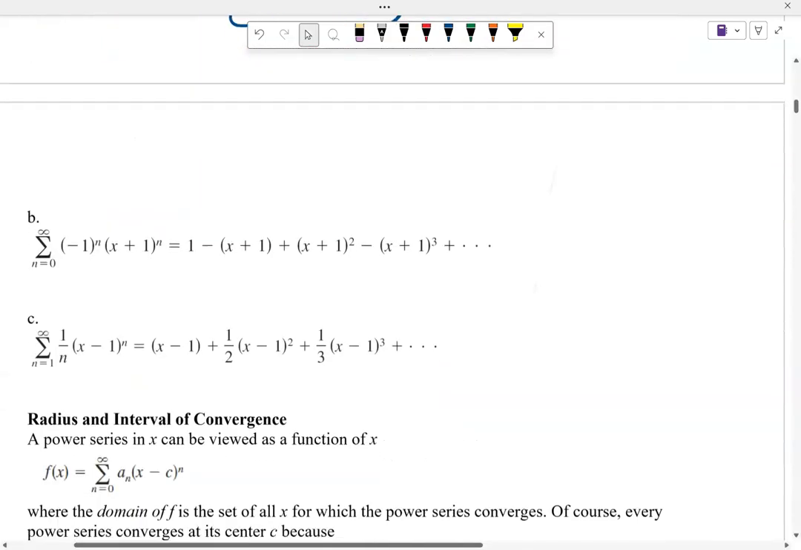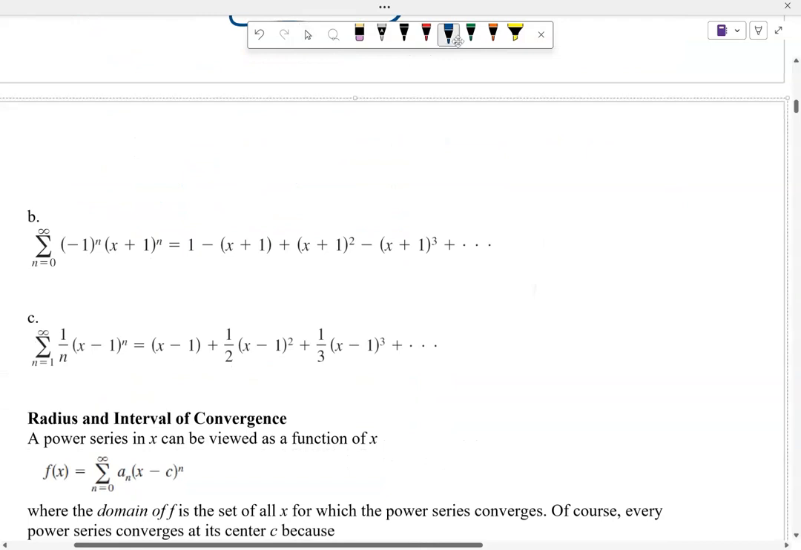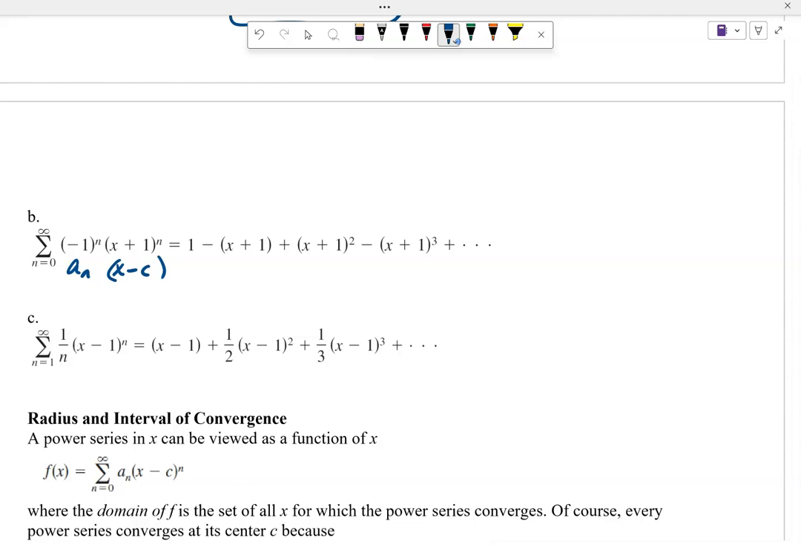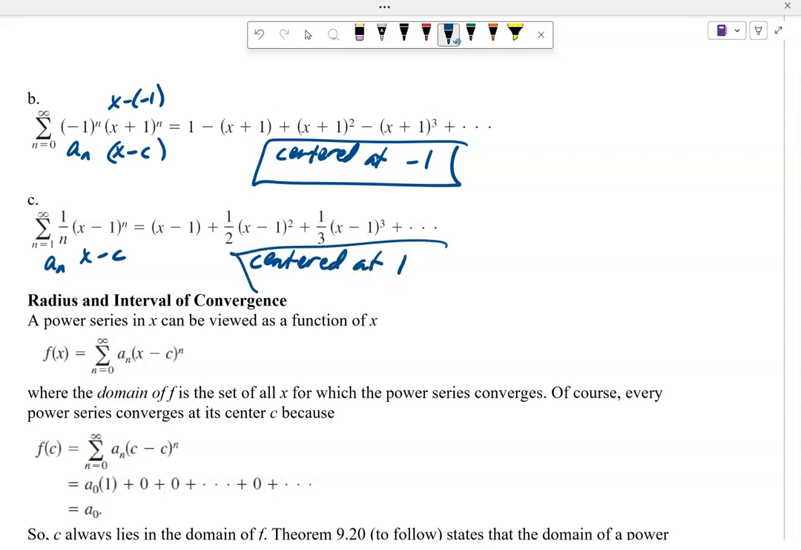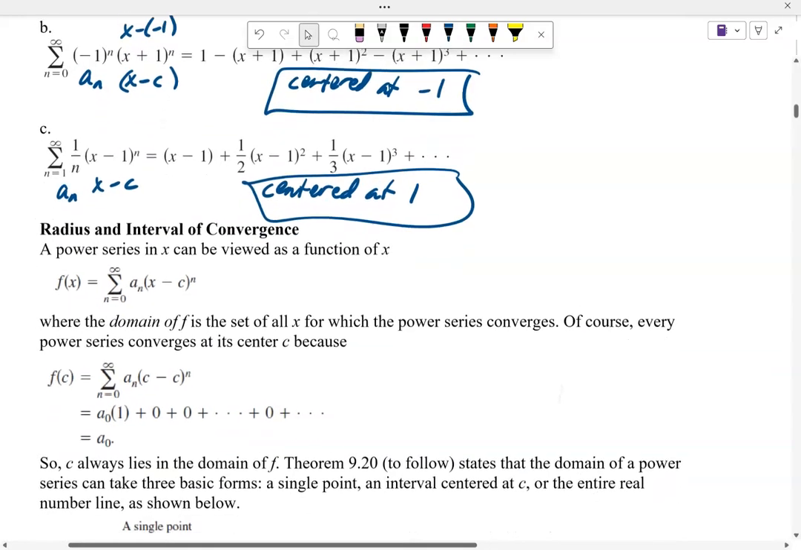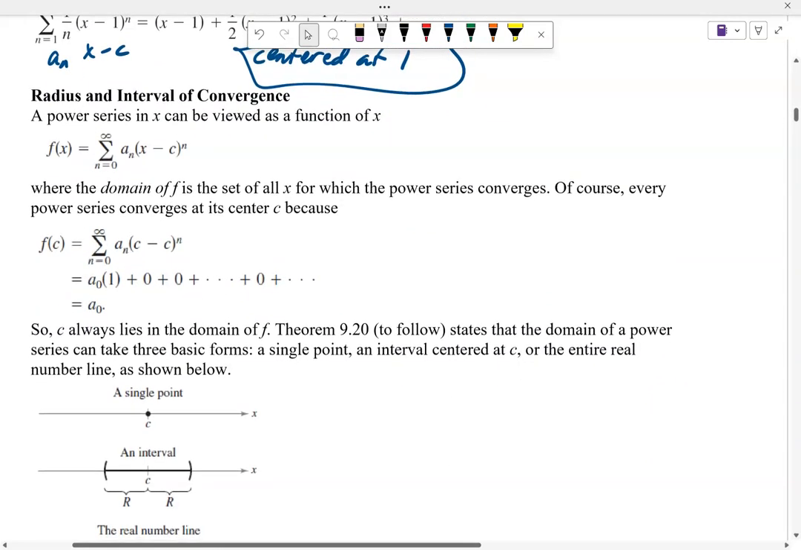Let's do that for a couple more here. There's the first one. Let's go to the next one. Can you see how here's my a_n here, x minus c. So in this case, it'll be centered at -1. Here I've got a_n as the 1 over n, x minus c. So this one, c is 1. This one's centered at 1. Okay. So let's talk a little bit more about these power series.